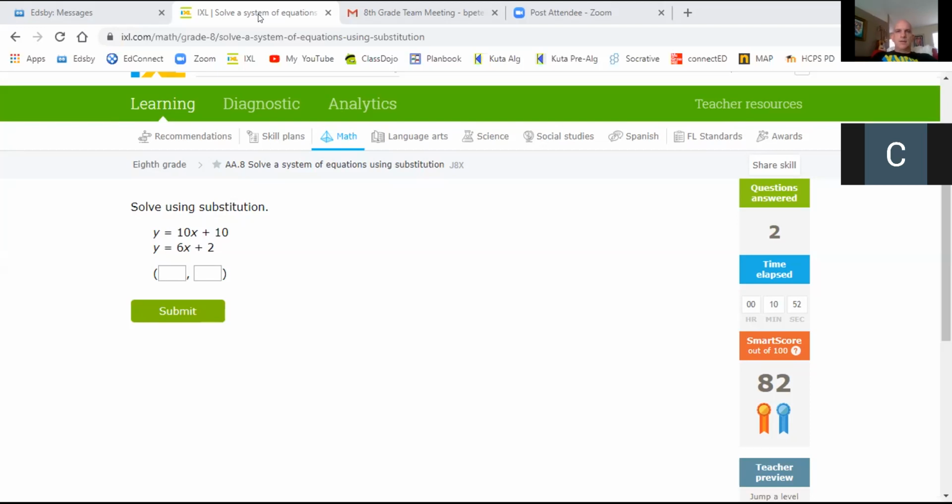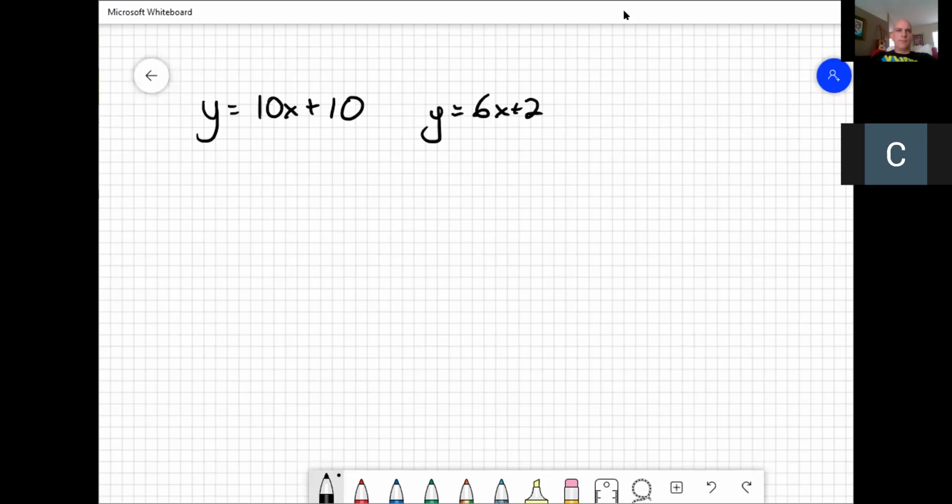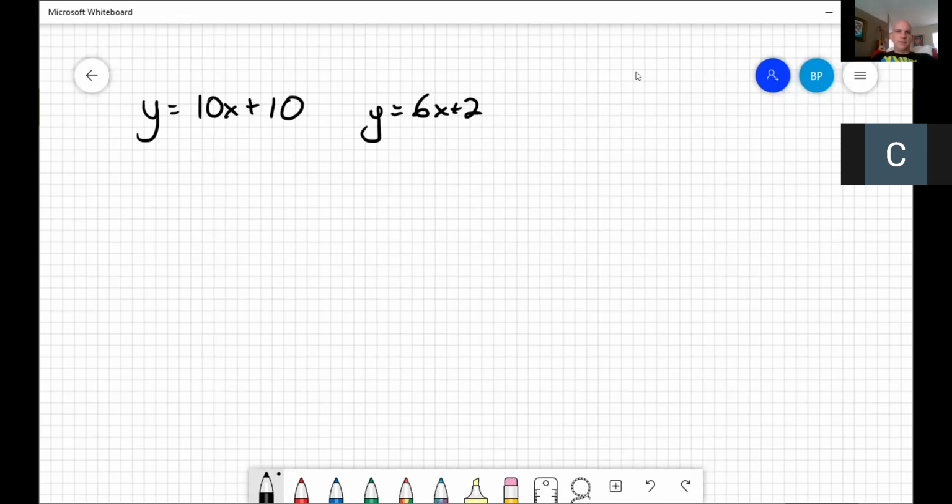So in substitution, when we have two slope-intercept equations, right, all we're going to do, step one, is going to be to set the two x expressions equal to each other. So I'm going to forget about the y for a little bit, and I'll come back to it in my final step of this. So first step is to take this x expression and set it equal to this x expression. So I'm going to create a whole new equation that says 10x plus 10 equals 6x plus 2.